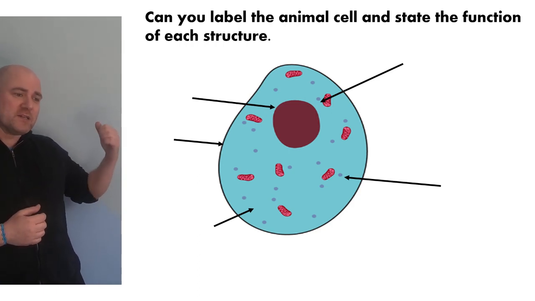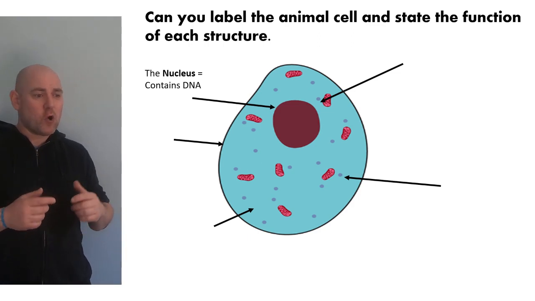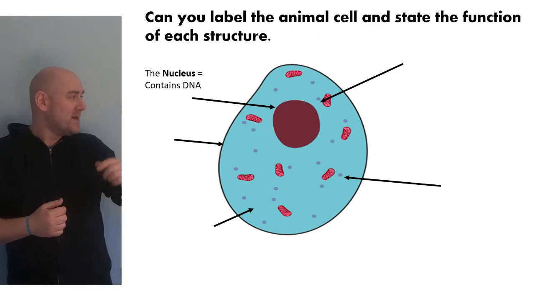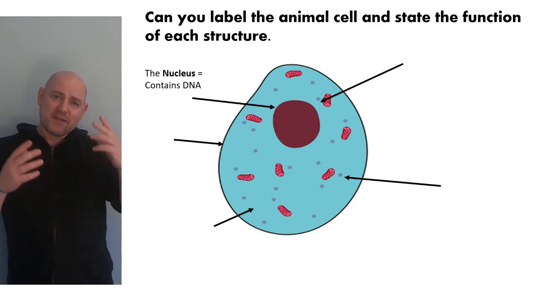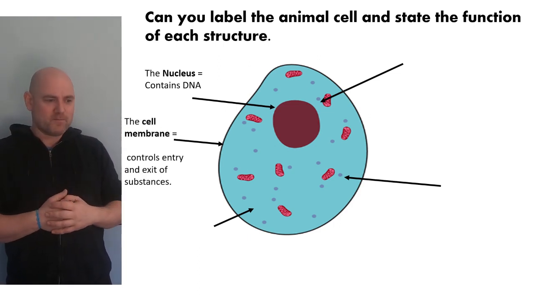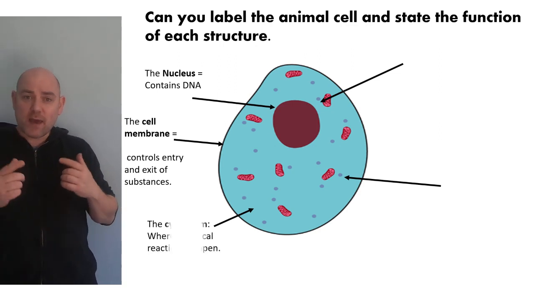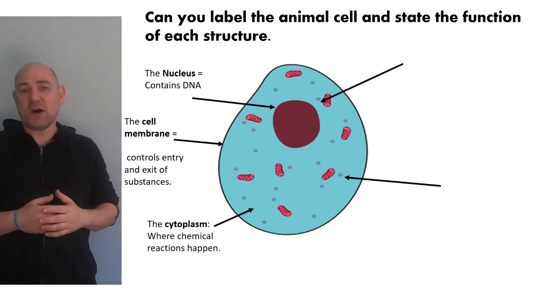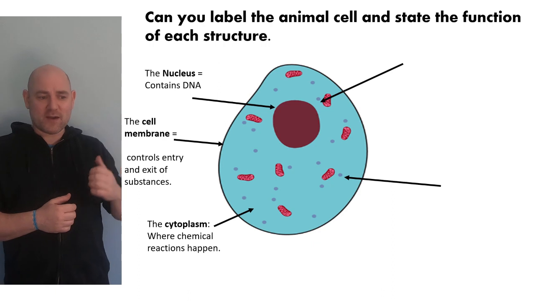Okay, first one is the nucleus. This contains DNA, or controls the activities of the cell. The second one is the cell membrane. This controls the exit and entry of substances in and out of the cell. The cytoplasm is where chemical reactions happen. So, thousands of chemical reactions occur there.